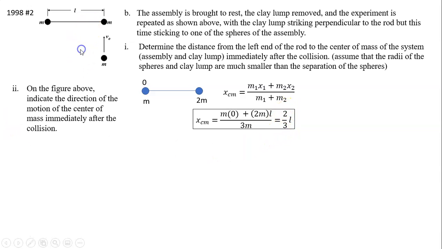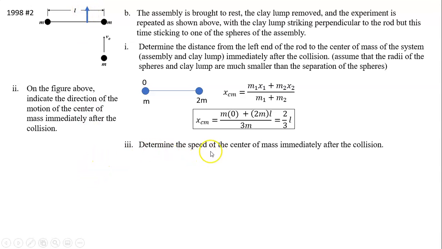So right over here. And question number 2 is on this figure, you need to indicate the direction of the motion of the center of the mass immediately after collision. So right after collision, this center is going to move straight up because linear momentum is conserved. Linear momentum before is upward, and after, the whole thing has to move upward.